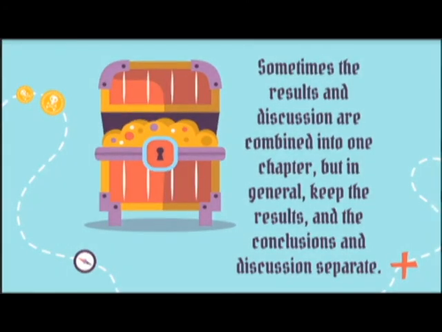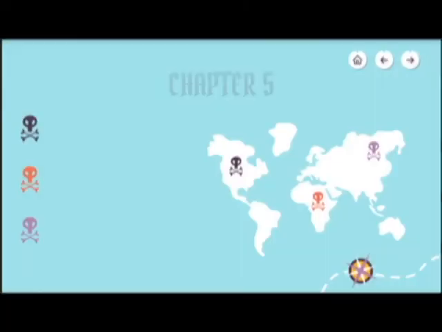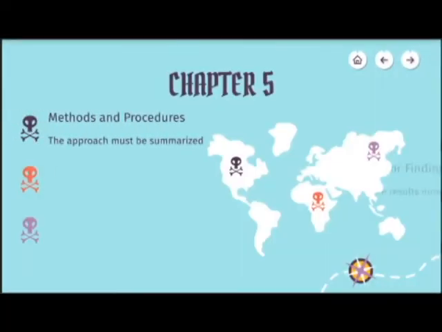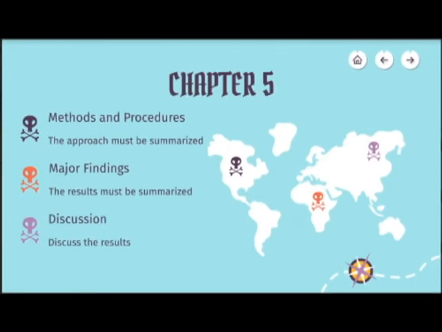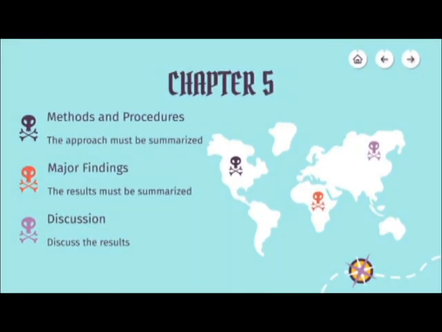Now in Chapter 5, it is where the results are explained or discussed. First, in the methods and procedures, the approach must be summarized. Then, the major findings must be discussed, but first, Chapter 4 should be summarized. Then in the discussion, refer to the hypothesis, objectives, or questions. Assess the meaning of the results by evaluating and interpreting. Speculation should be reasonable, firmly justified, and subject to test.